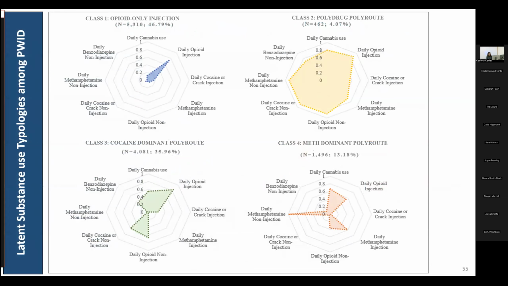And so the results of this project showed 4 salient classes: a monosubstance class as well as 3 polysubstance use classes. We saw that most of the sample fell within the opioid only injection class, which is class number 1. But we also saw there was a minority subpopulation that endorsed almost all of the different drug indicators. So we termed that the polydrug polyroute class. But then we also had 2 opioid stimulant polysubstance use classes. One was called cocaine dominant polyroute and the other one was meth dominant polyroute class.